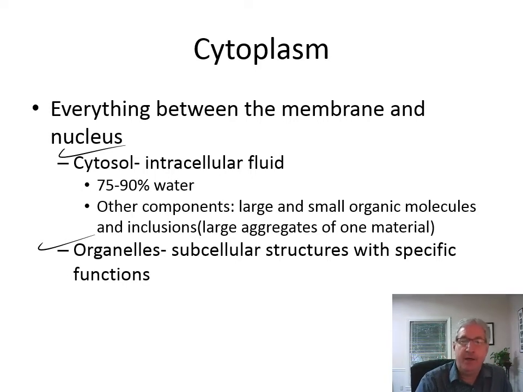And then fats usually don't do as inclusions. They usually are stored inside a storage structure. Organelles are any of those subcellular structures that we talked about that have specific functions: the Golgi apparatus, the rough ER, the smooth ER, mitochondria, lysosomes, peroxisomes, and centrosome, ribosomes. That's the majority of them.